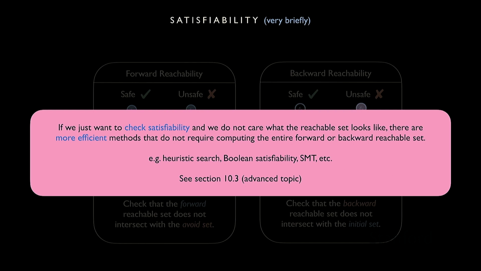So we can do it without computing the full reachable set, we can just see if there's any paths to a bad state, for example. And so there's lots of things you could do here. You could do heuristic search. For some situations, you can do Boolean satisfiability, SMT, etc. And section 10.3 talks about this, but we're not really going to get into it. But you can check it out in the book if you're interested.